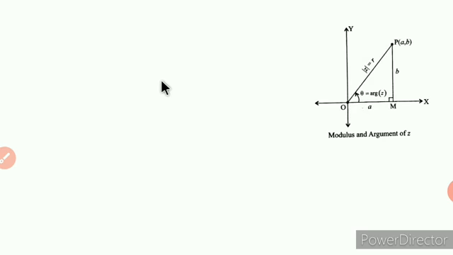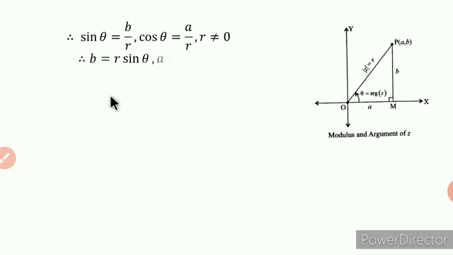Therefore, from the figure, I recall this figure again. For the explanation, I draw this figure again on the next page. From this figure, we write the values of sin theta and cos theta. Sin theta is B upon R and cos theta is A upon R, where R is not equal to 0. So B is equal to R sin theta and A is equal to R cos theta.